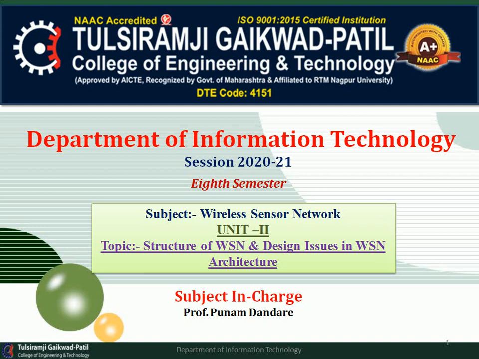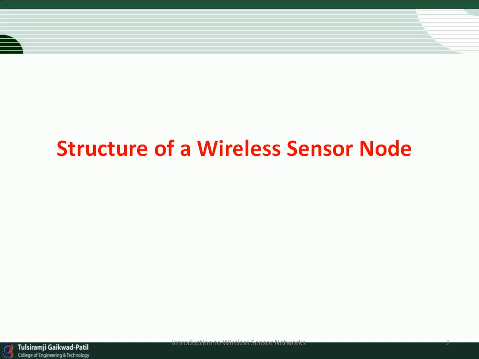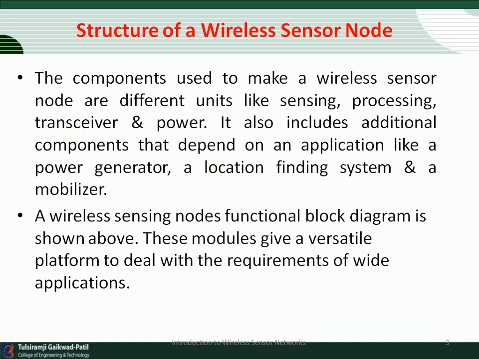We have seen the wireless sensor network, that means the structure of wireless sensor network and design issues in wireless sensor network architecture in this session. First of all, we have seen the structure of wireless sensor node. A wireless sensor network follows the most common architecture like the OSI model and TCP/IP model, and basically there are 5 layers in the sensor network. These are the application layer, transport layer, network layer, data link layer, and physical layer.